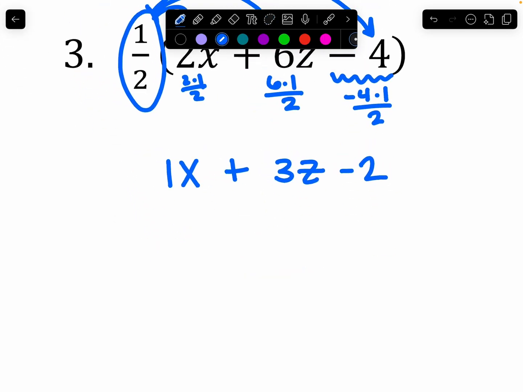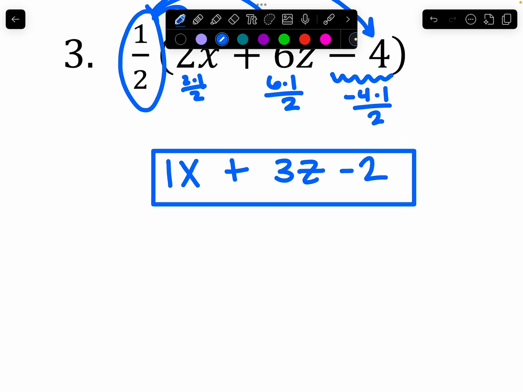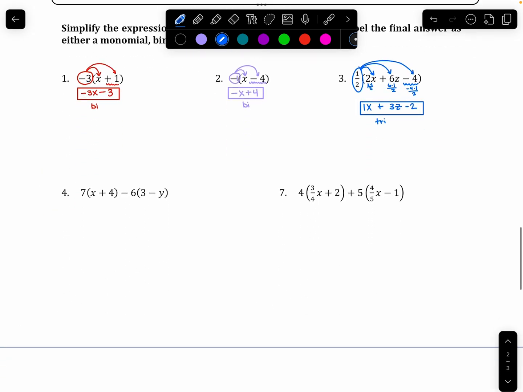When you look at your final answer, you have an x and a z and a number without a variable. None of those are considered to be like terms, so we're going to go ahead and box that. And that is going to end up being a trinomial. There are 3 terms there.